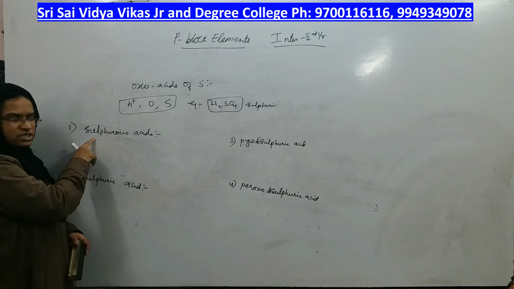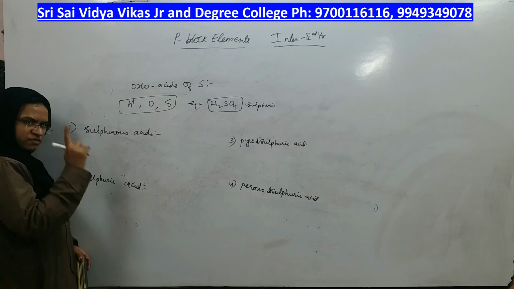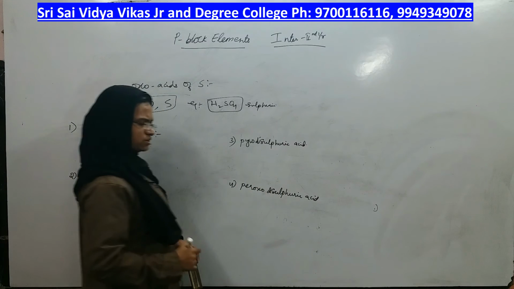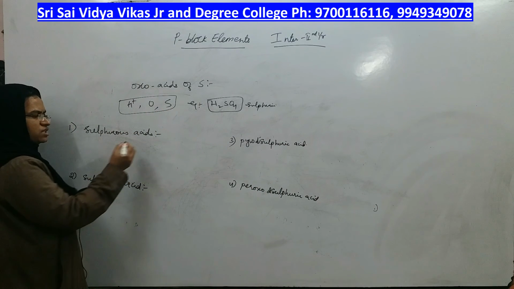Sulfurous means only one sulfur. Sulfuric also means one sulfur. Disulfuric means 2 sulfur. Right? Now let us look at the formula.